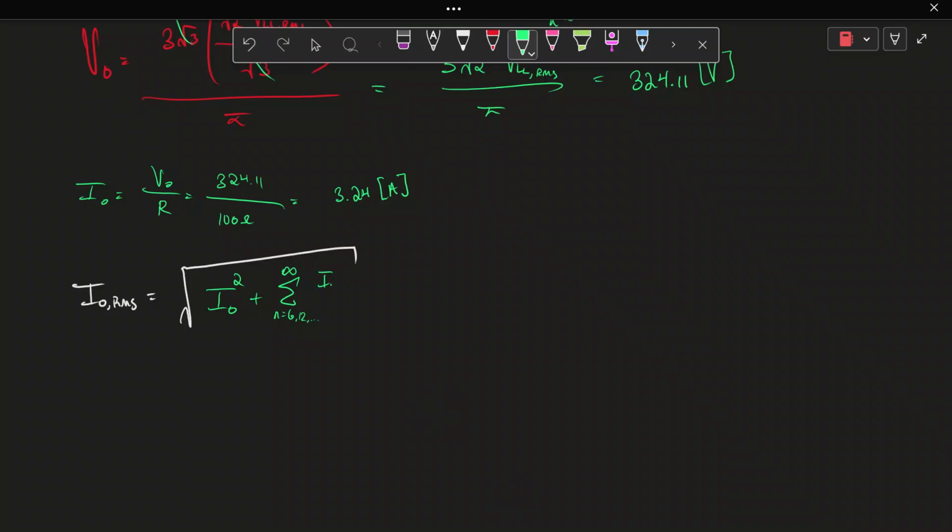Now, you're not going to have to do 12 and 18 in this problem, or most problems, because once you get to n greater than or equal to 12, so your harmonics are greater than or equal to 12, they become minuscule. They're very, very small, and they're irrelevant. So, now what can we do here? Well, we can say then the square root of I0 squared plus I6 squared over 2.